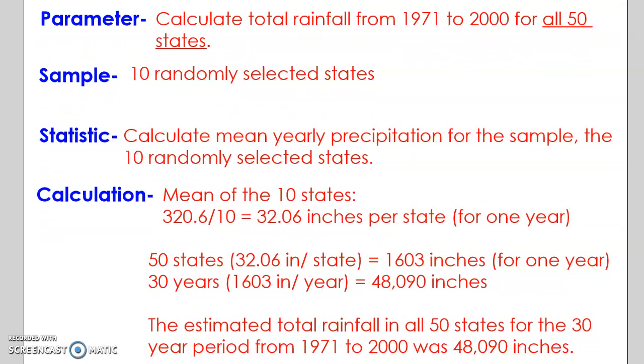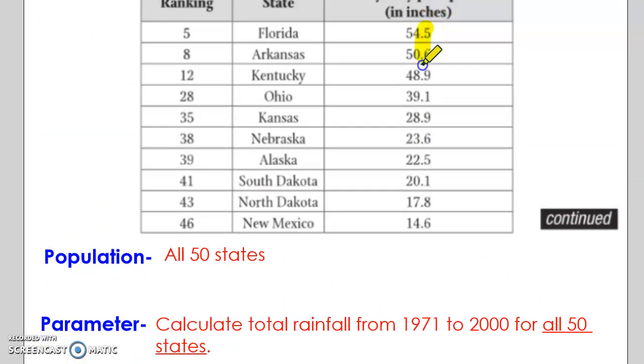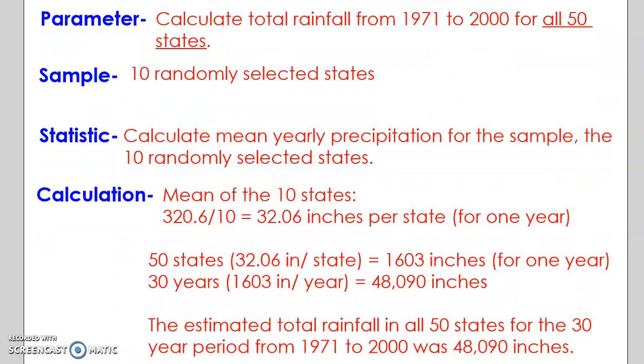All right, and let's discuss the calculation. I want to make sure this all makes sense to you guys. So the average for the 10 states, basically I took these values and I added them all up. Okay, so I added those up and that's how I got this answer. I'm going to divide it by 10 because there's 10 states. So basically we get 32.6 inches per state.